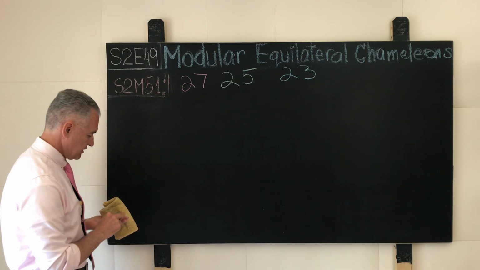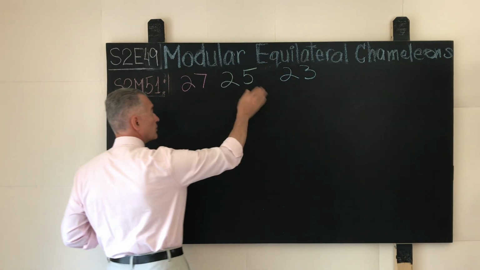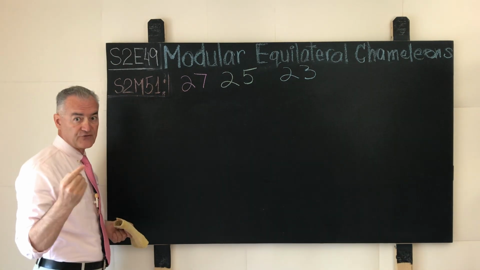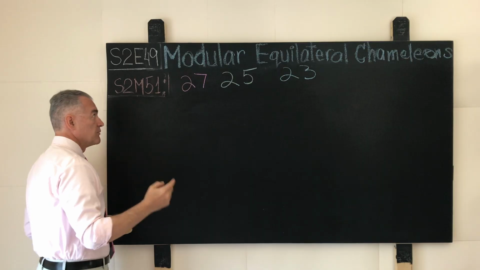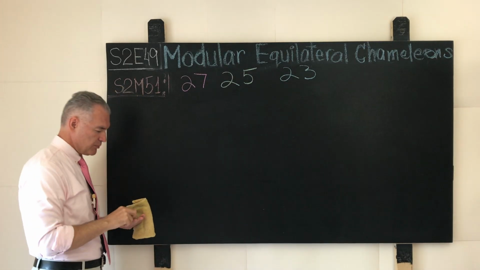For example, let us assume for a moment that initially we had 27 red, 25 green, and 23 blue chameleons, and it so happened that the very first meet was between one red and one green chameleon. Then what happened?